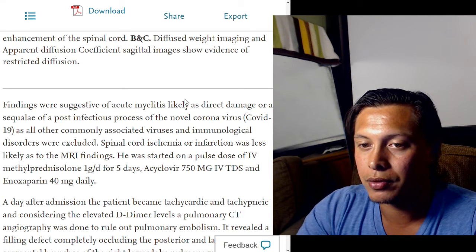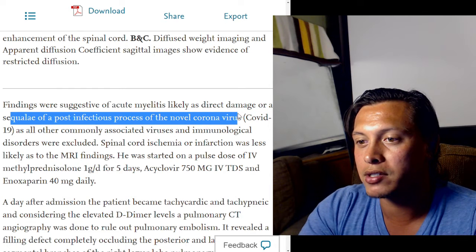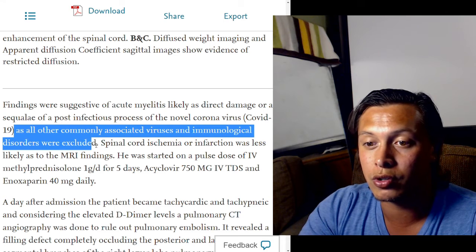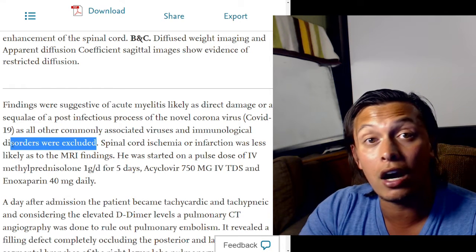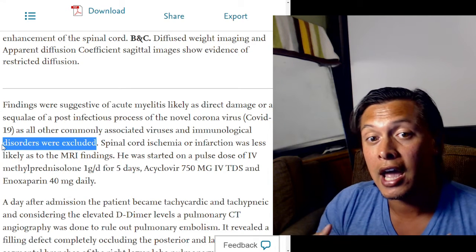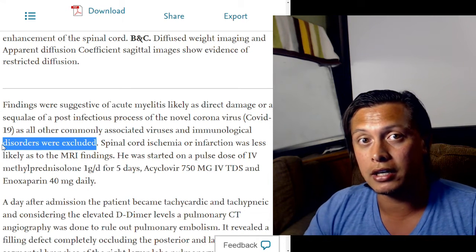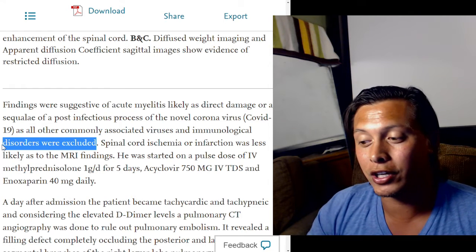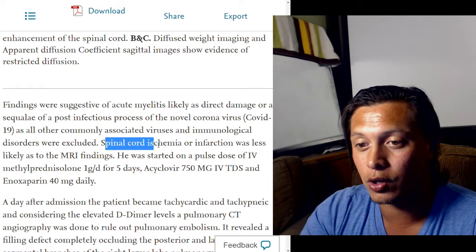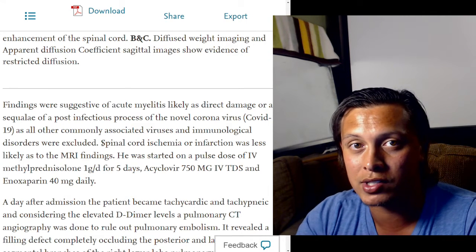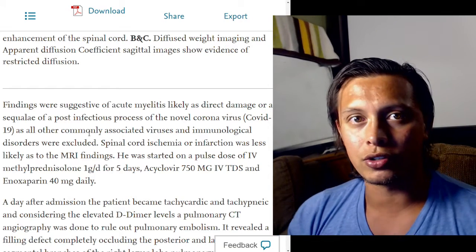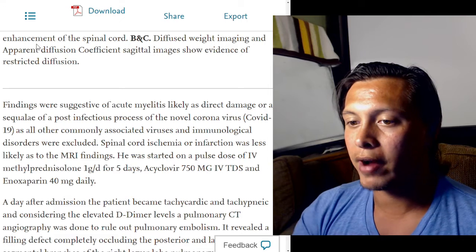But let's continue. So, a post-infectious process of the novel coronavirus, as all other commonly associated viruses and immunological disorders were excluded. So all the other common causes for a complication like this have been excluded. So the only new thing, the only strange thing is the coronavirus. And so they presume that that's probably the most likely scenario, which makes sense because there does seem to be some neurological diseases that are associated with contracting the coronavirus.